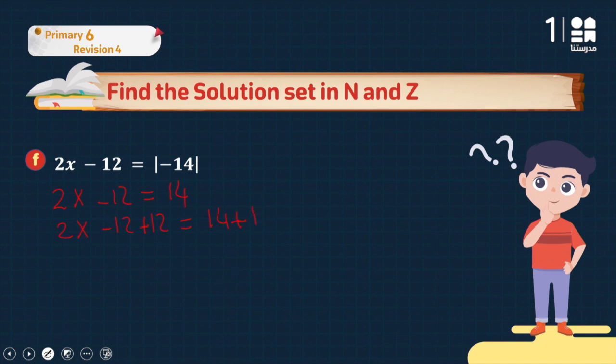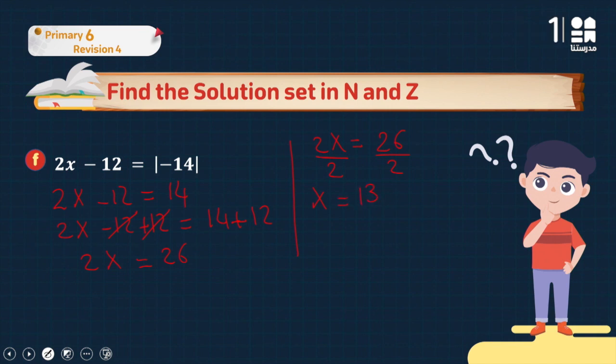ما ينفعش أعمل حاجة في سايد والسايد التاني ما أعملهاش في الايكويشن. بالانس اللي هعمله هنا لازم أعمله في السكند سايد. So it will be negative 12 plus 12, it will be 0. 2x plus 0, it gives me 2x equal 14 plus 12, it will give me 26. Now I have 2x equal to 26. So I am going to divide by 2 for both sides to find the value of x. So x will be 13.